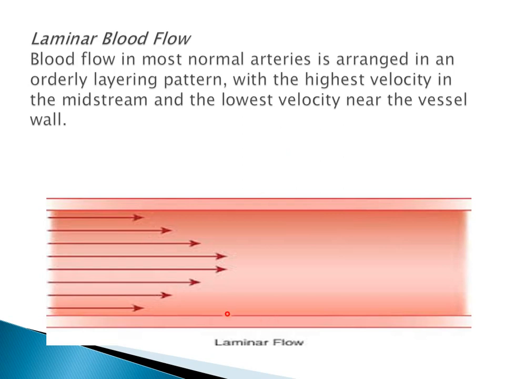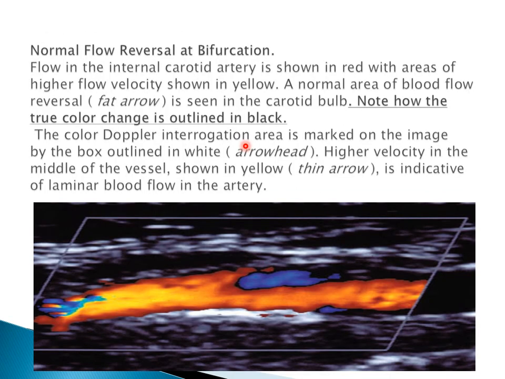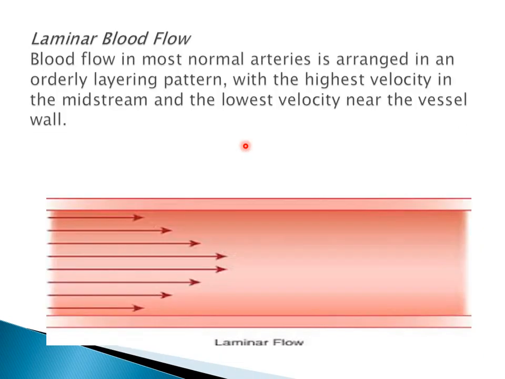Another term you have is laminar flow. Blood flow in most normal arteries is arranged in an orderly layering pattern, with the highest velocity in the center and lower velocity in the periphery. This is the normal pattern, the laminar, regular pattern.